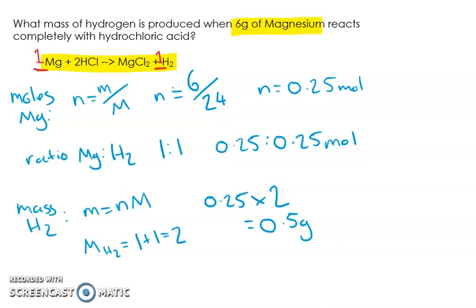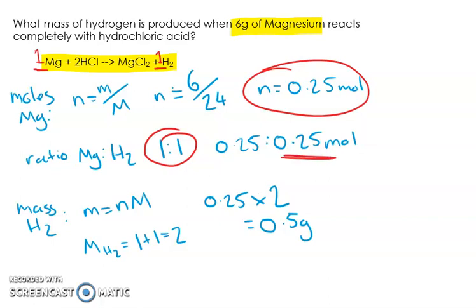So let's just recap the steps we've taken here. First things first, we've worked out the moles of magnesium, and we found that we produced 0.25 moles of magnesium. We've then looked at the balancing numbers, or the stoichiometry, to discover we've got a 1-to-1 ratio of hydrogen to magnesium, which means that if we have 0.25 moles of magnesium, we must have 0.25 moles of hydrogen. Before finally using the equation mass is equal to moles times formula mass to work out the final mass of hydrogen we could produce in this reaction, which is 0.5 grams.